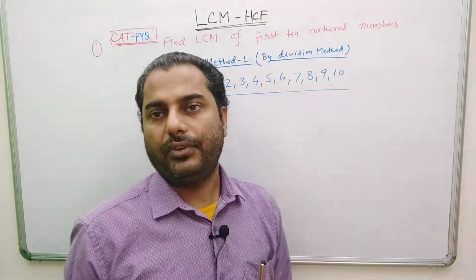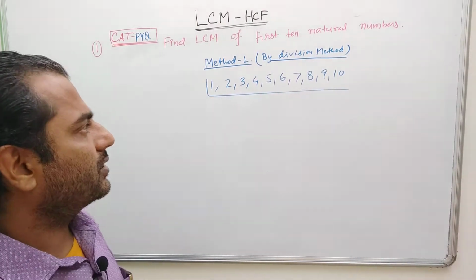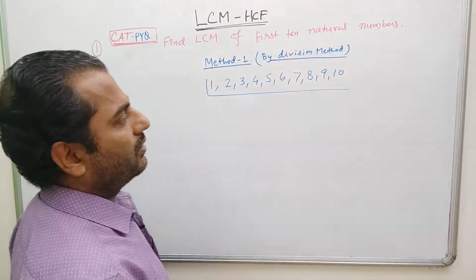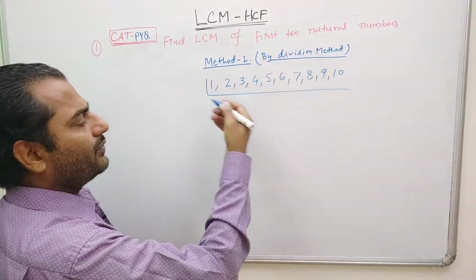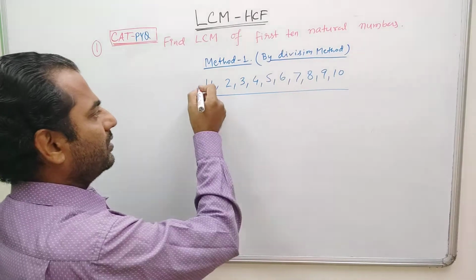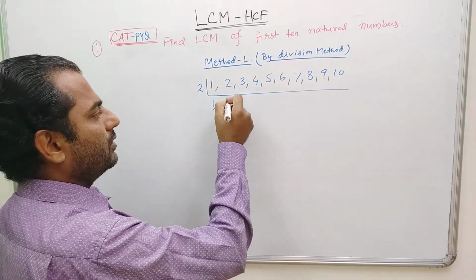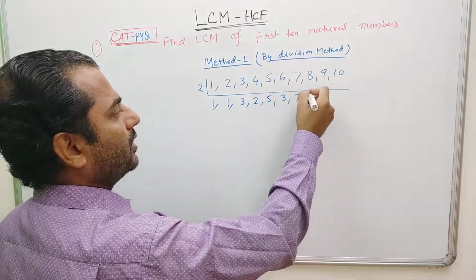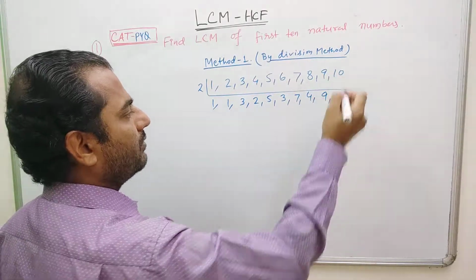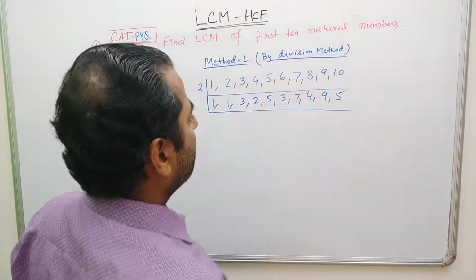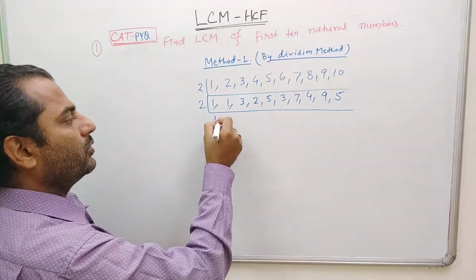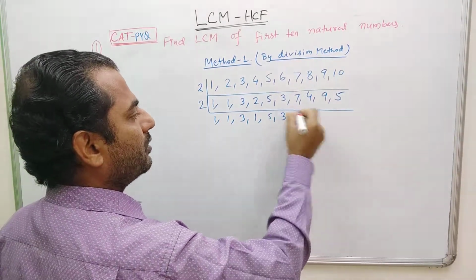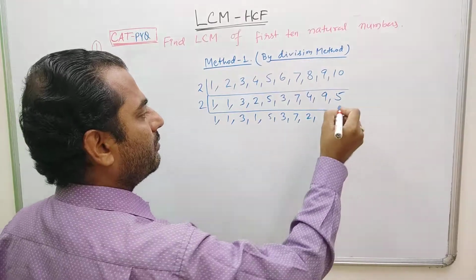This is how we find the LCM of any set of numbers using the division method. From 1 to 10 I have written every number, and we'll keep dividing by the smallest common factor. If I take 2, this is 1, 1, 3, 2, 5, 3, 7, 4, 9 and 5. Now, do I have another 2? Yes, I can divide further by 2. So this is 1, 1, 3, 1, 5, 3, 7, 2, 4, 9 and 5.